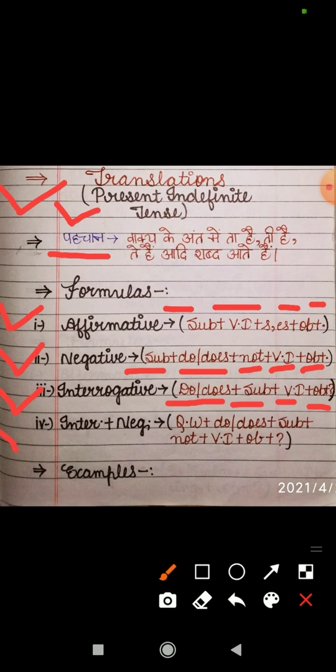The last type of sentence is interrogative plus negative. If there is a question word in the interrogative sentence, we will start with the question word. Question word लगाएंगे, then do or does according to the subject, then not, verb first form plus object plus question mark. If we have to use do or does at the start of the sentence, you have to select your subject accordingly first of all, because only according to the subject will you use do or does. Now let's see the examples to understand it better.